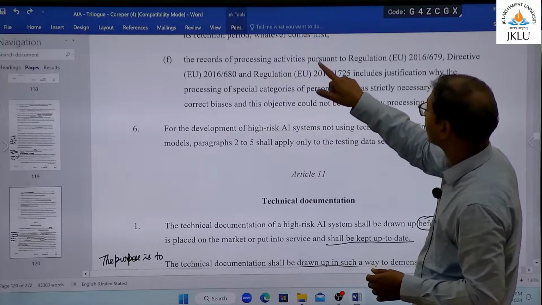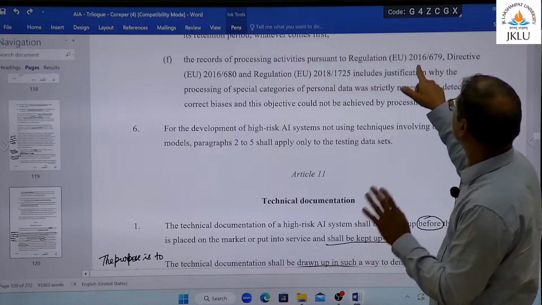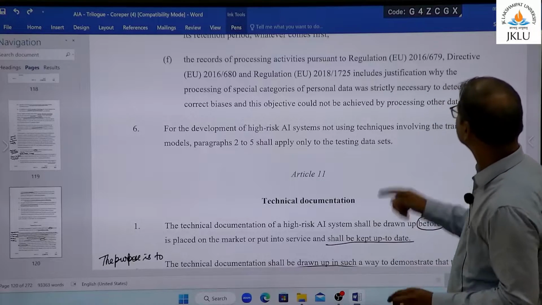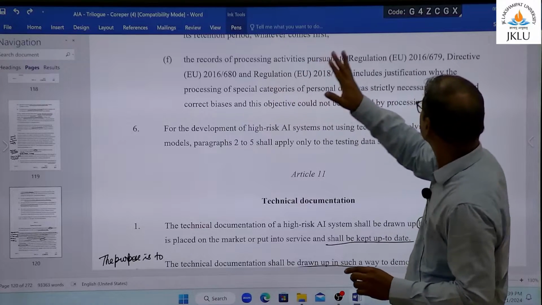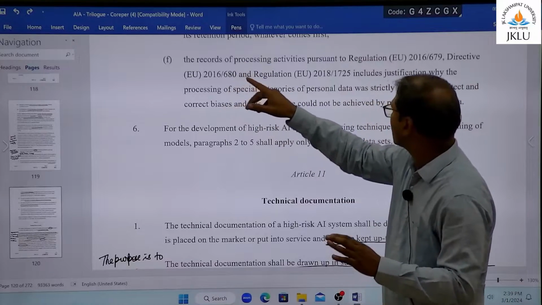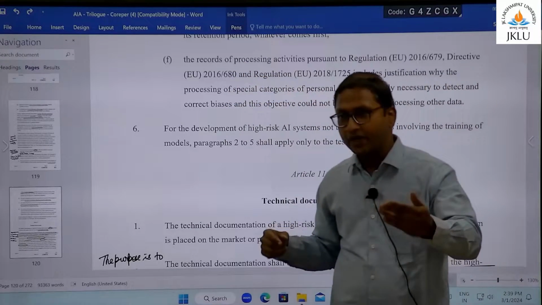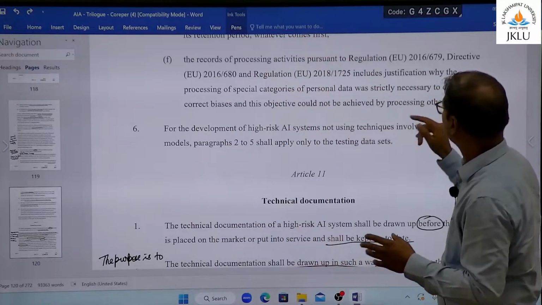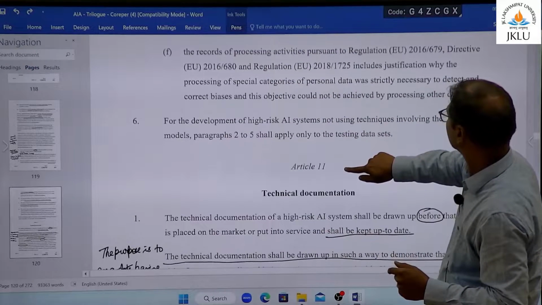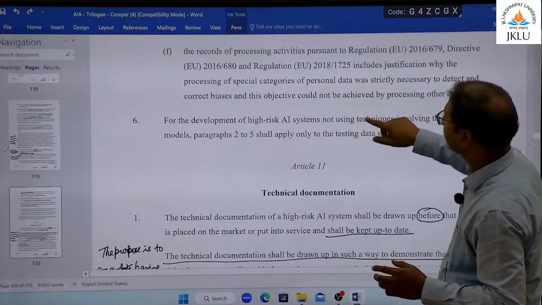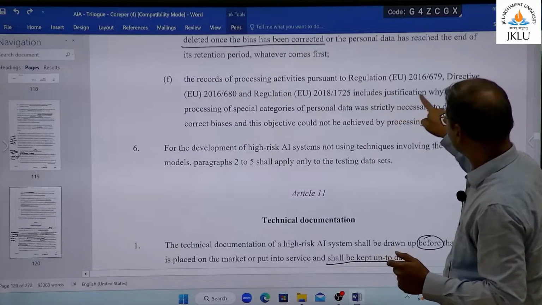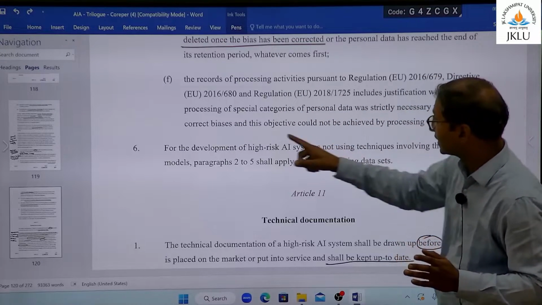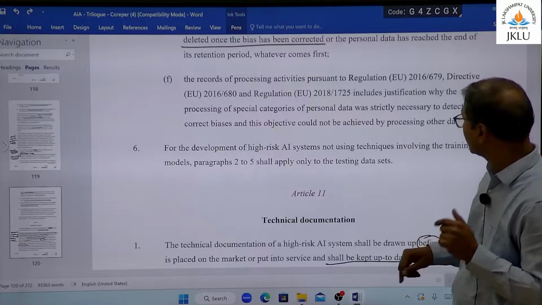The records of processing activities pursuant to regulation 2016/679 is GDPR. Okay, and this is again GDPR and then how police should process personal data and all these things, most of them are there. And then you have to provide a justification why the processing of special categories of personal data was strictly necessary to detect and correct biases and the objective could not be achieved by processing other data.